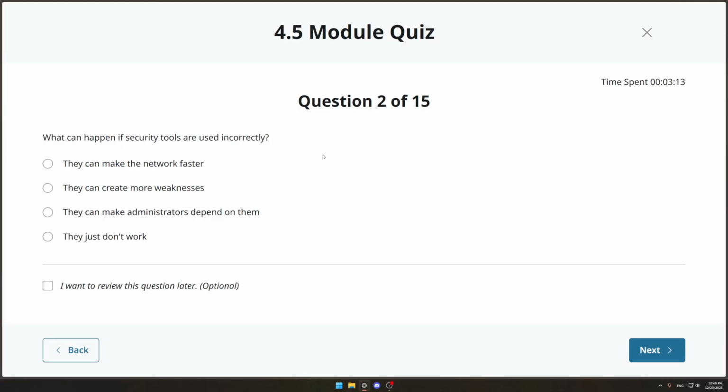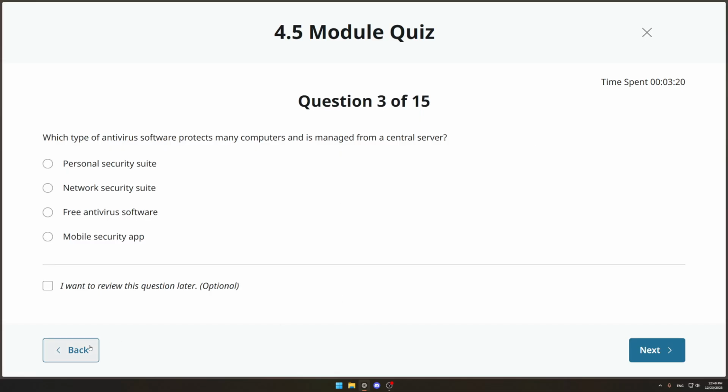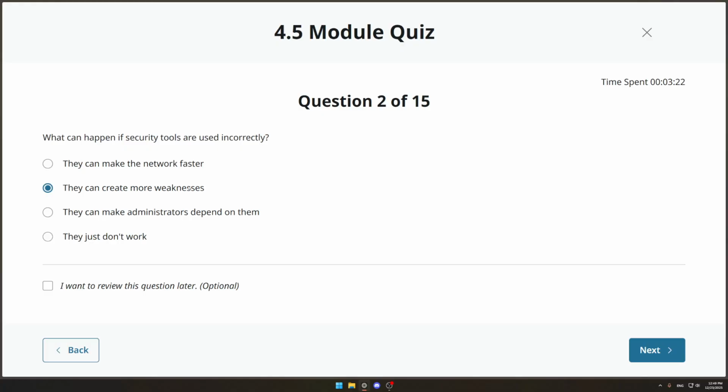What can happen if security tools are used incorrectly? They can create more weaknesses, right? If you are not following regulations at a job site like OSHA, you are going to be creating more dangerous activities. You're going to make more opportunities where someone gets hurt. It's the same thing with security. If you're not using the tools correctly, you're going to create more opportunities for attack.